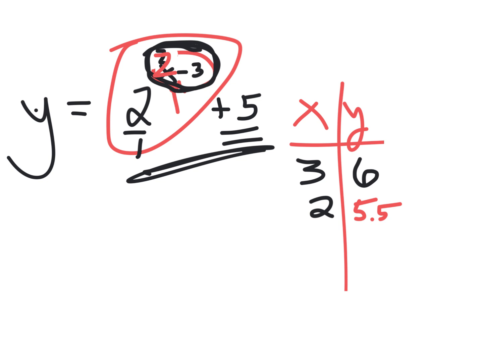Okay. And then last but not least, I think if 2 and 3 work, well, 1 could work, but I think 4 would work way better. Just because I tried it in my head quick. I'm going to put in a 4 here. 4 minus 3 means to the power of 1. 2 to the power of 1 is 2. 2 plus 5 is 7. 4, 7.